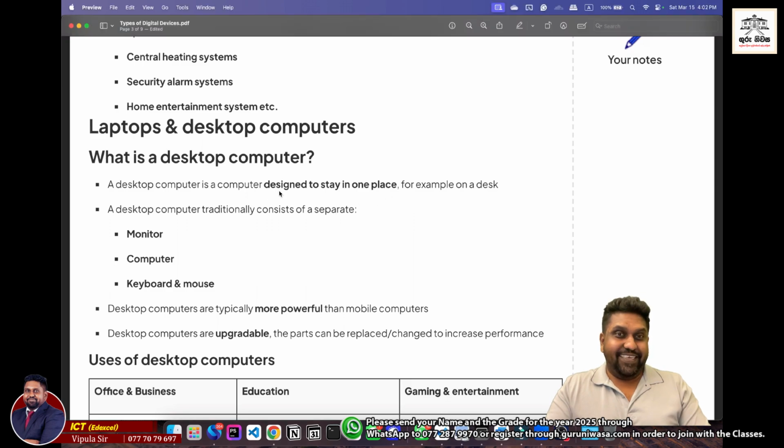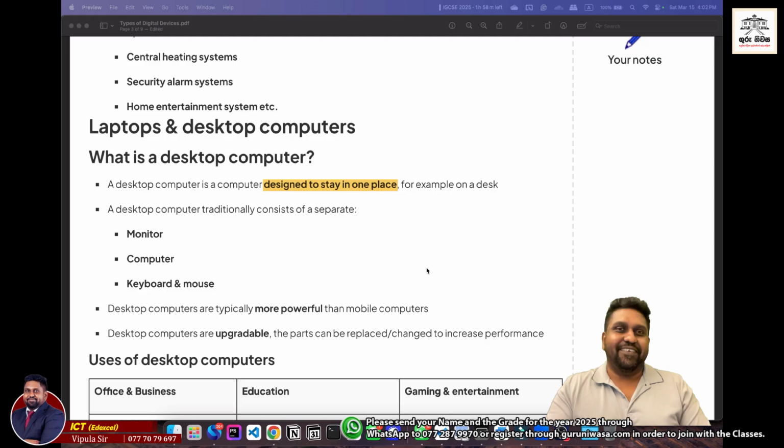Remember this keyword. So it is designed to stay in one place. So for an example, on a desk, right? As the name implies, it's a desktop computer. That's the whole idea behind having a desktop computer, to be stored in one place.